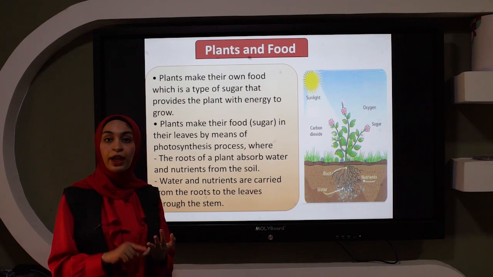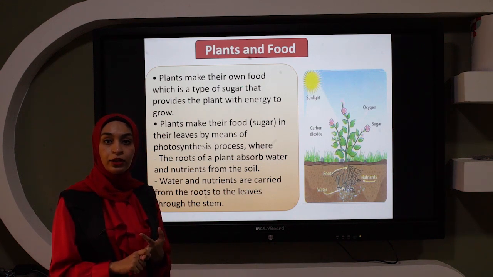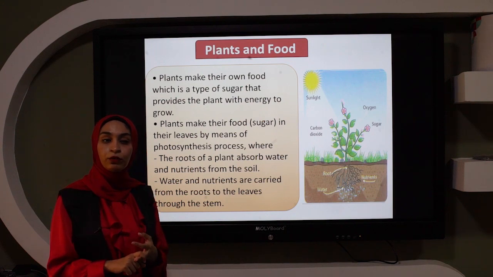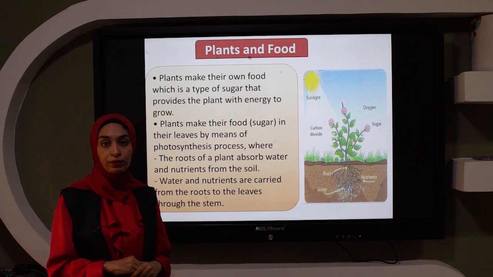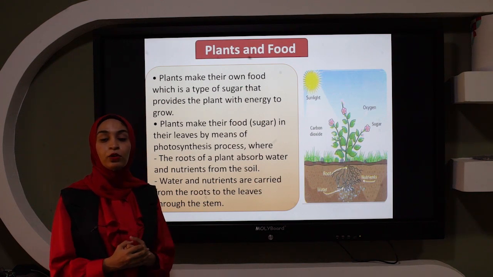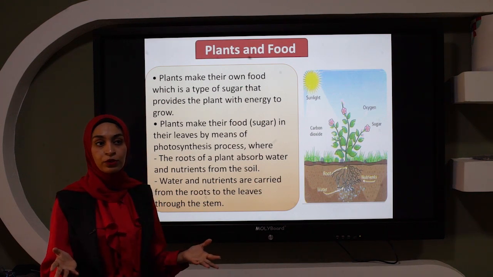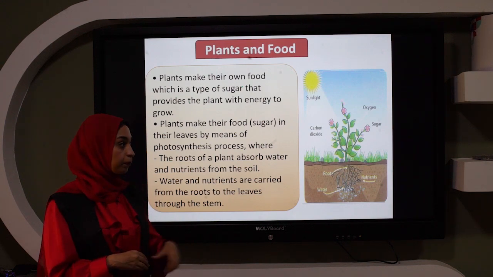So water, carbon dioxide gas, and sunlight energy are combined together inside the leaves to make food in a process called photosynthesis. The food is in the form of sugar called glucose, and the plant also produces oxygen gas, which is very important for the respiration of all living organisms, even the plants.